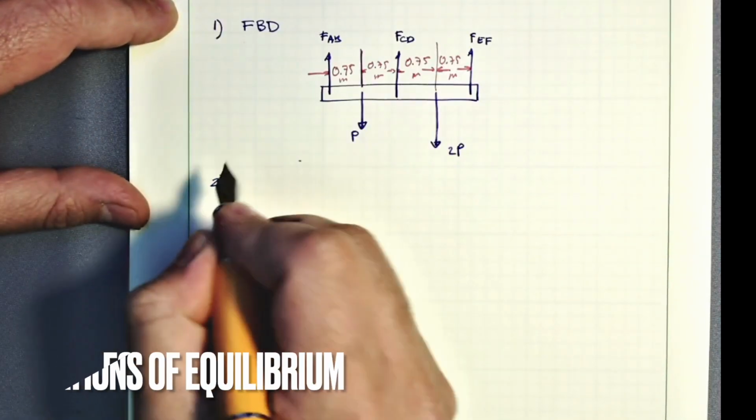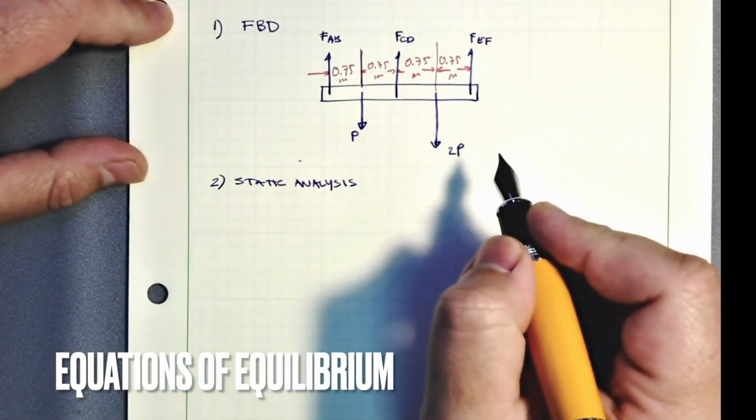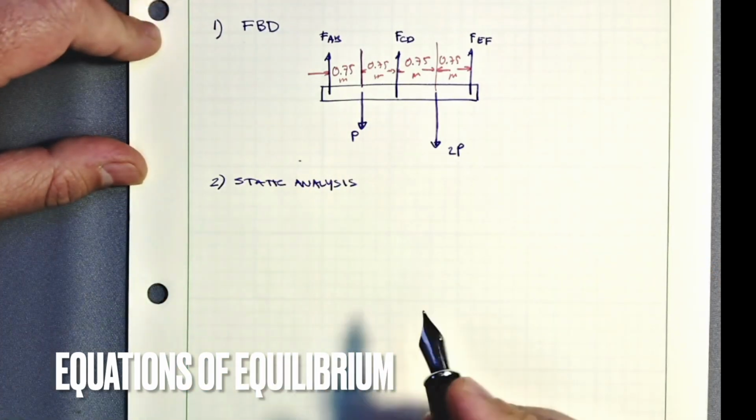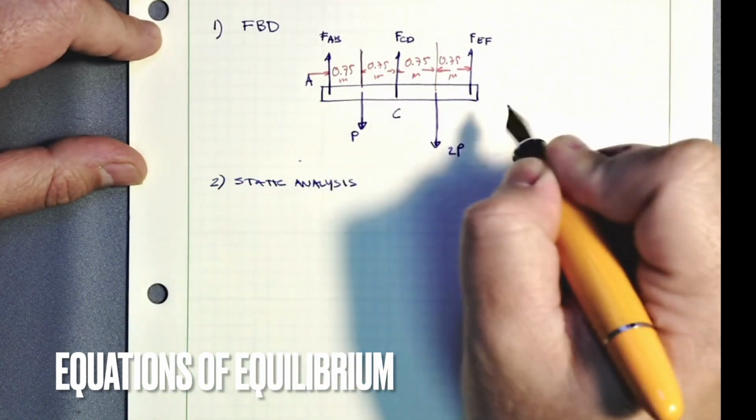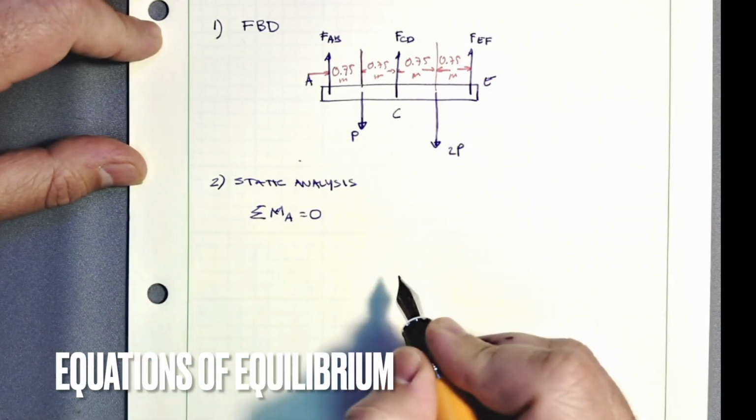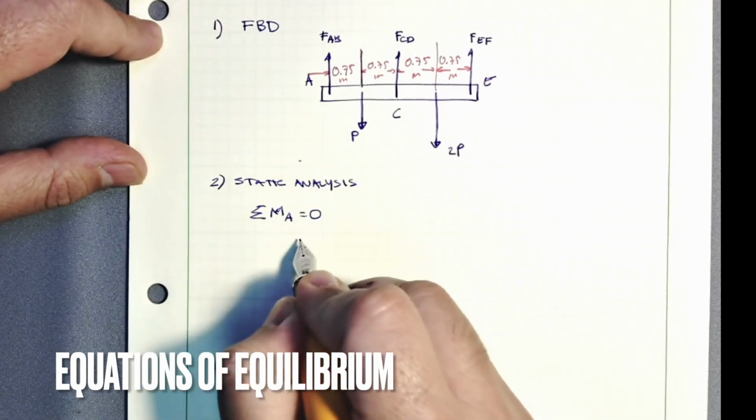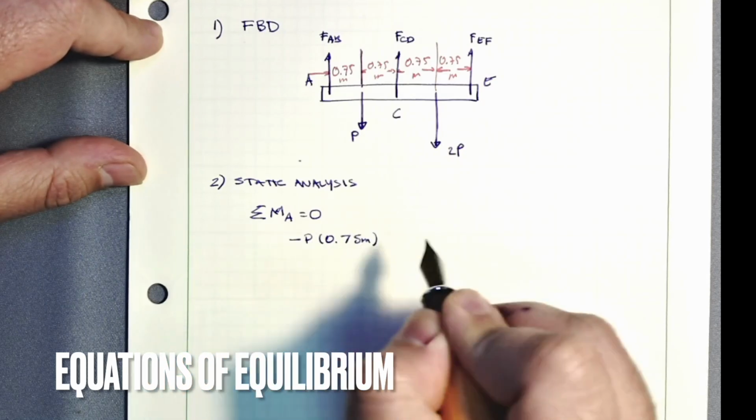Now we're going to perform a static analysis to obtain our equations of equilibrium. I'm going to sum the moments about A and the moments about E. This will give us 2 equations of equilibrium for the problem that we have.